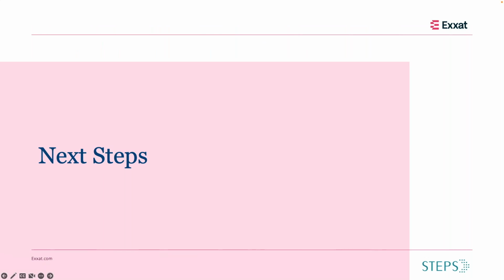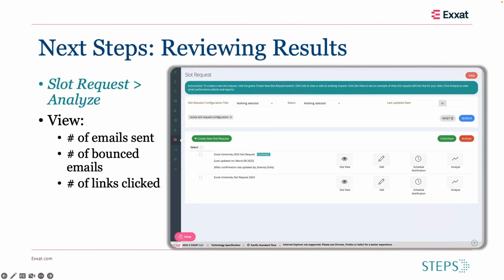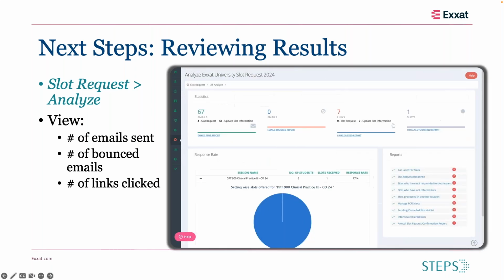Okay, so moving on to the next steps. What happens when your email is sent? What can you review? How do you analyze information? To analyze your results once your emails are sent out, you'll go into slot requests and into the Analyze tab. This is where you can view how many emails went out, how many bounced back, and who's clicking on your links to view the slot request. All of that information will be available for you here.